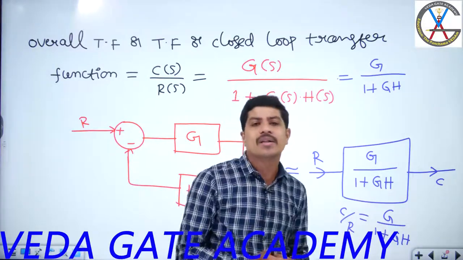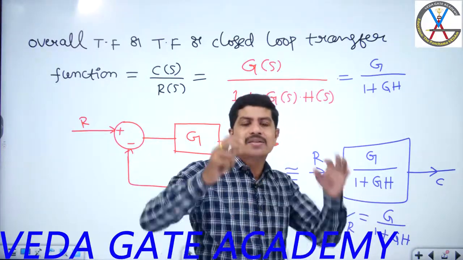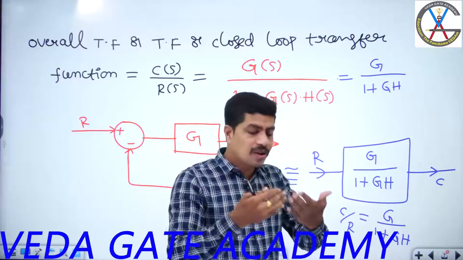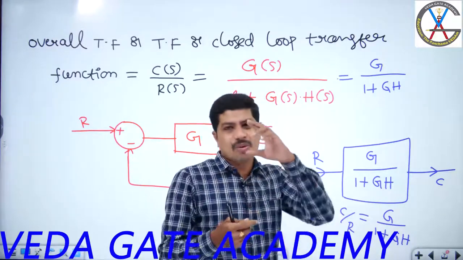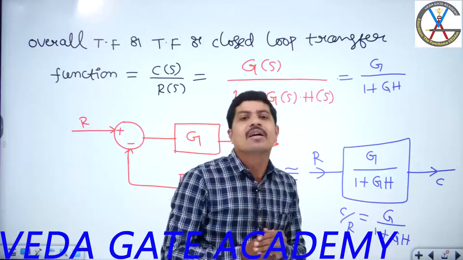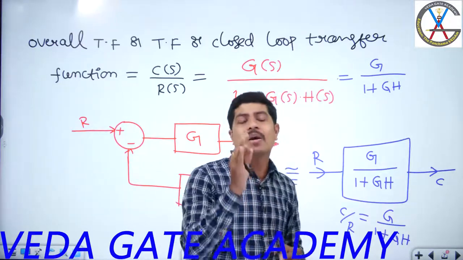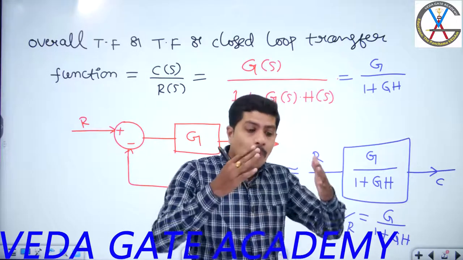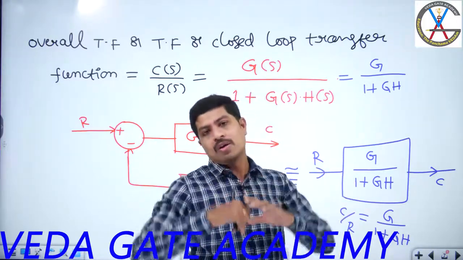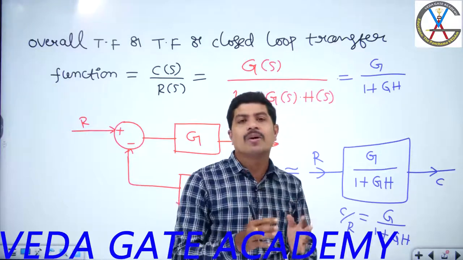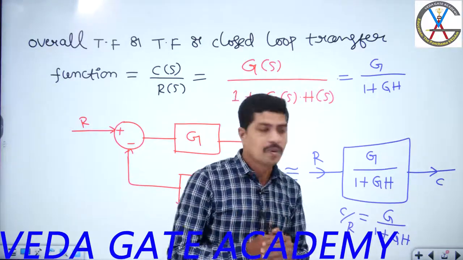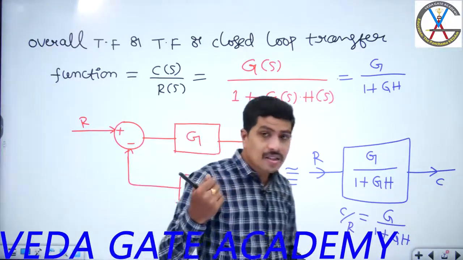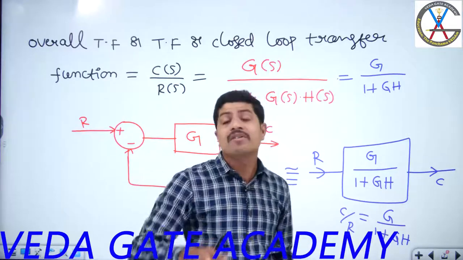The point here is that we can't recognize whether feedback is there or not just by looking at the transfer function. That's why the examiner will mention very clearly whether the given system is an open loop control system or a closed loop control system. Now, previously we took one open loop control system, which is not having feedback.